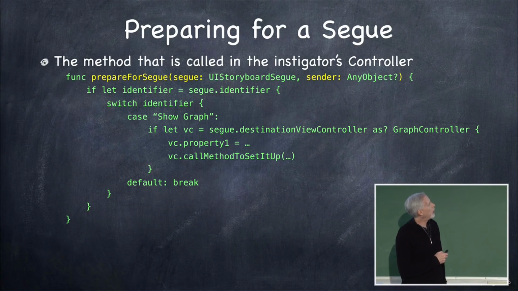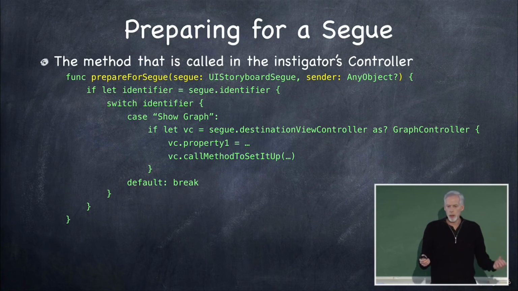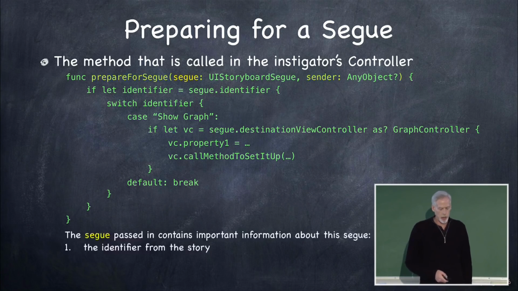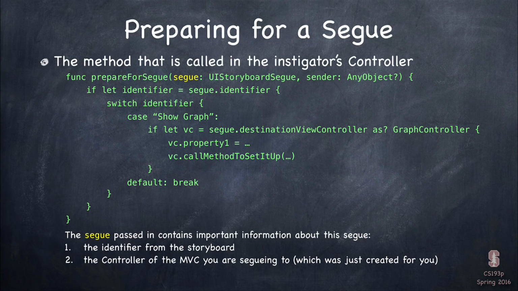All right, so let's talk about prepare for segue here and what it does, how you make it work, what all the parts of it are, okay? So first of all, you have the arguments here for prepare for segue. The first argument is the segue. So this is an instance of a class called UI Storyboard Segue, and it contains interesting information about the segue, most notably the identifier, okay, that identifier we typed in the inspector, and also the controller of the MVC that you're segueing to. It just created it, because remember, segues always create an MVC. So it just created that thing, and you can get a pointer to it from this segue argument right here.